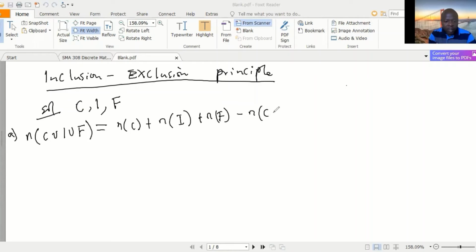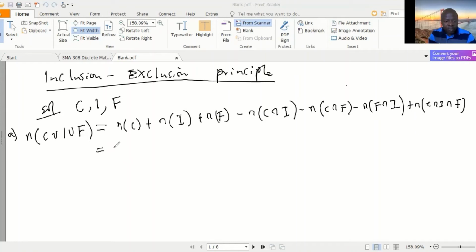took car intersection I, minus those in car intersection F, minus those in F intersection I, plus those in the intersection of car, I and F. So that is what the inclusion-exclusion principle says, that we shall include those who took car loans, include those who took investment loans, include those who took school fees loans, exclude those in the intersection of car and investment, exclude those in the intersection of car and school fees, exclude those in the intersection of school fees and investment, then include those in the intersection of C, I, and F.